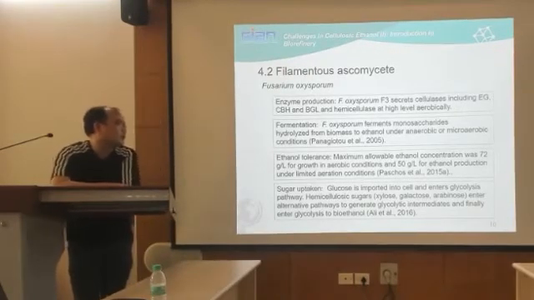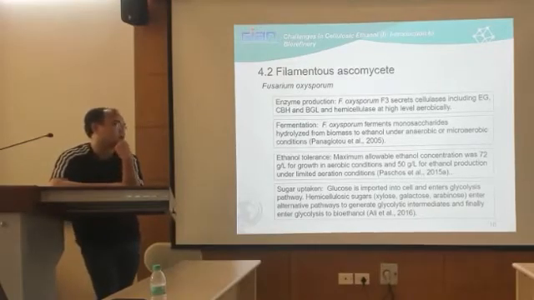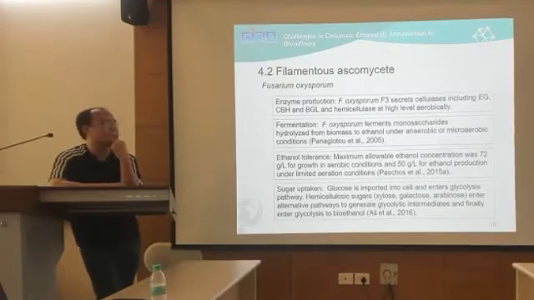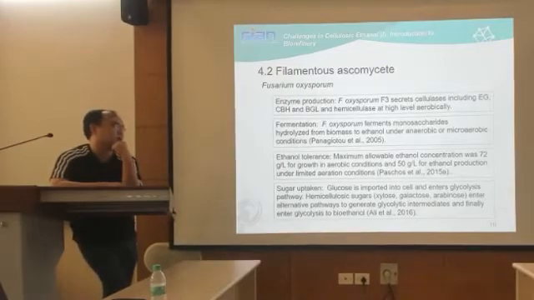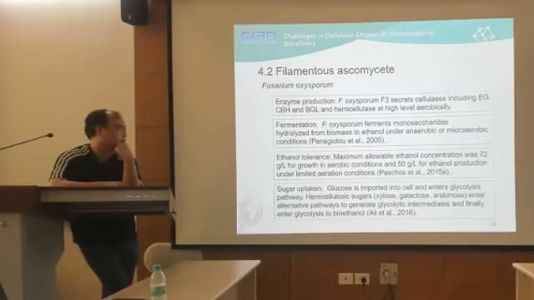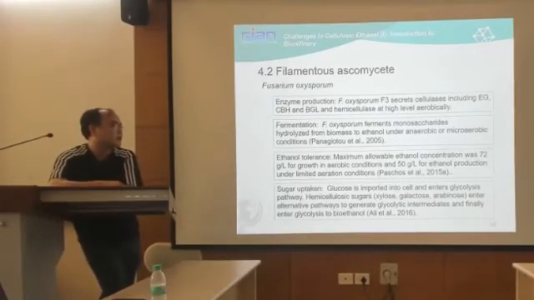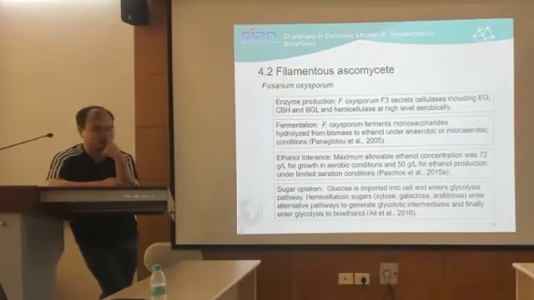And for sugar uptake, the glucose is important to the cell and enters the glycolysis pathway. And we showed it in the first picture. Hemicellulosic sugars, including mannose, galactose, and arabinose, enter alternative pathways to generate glycogen and intermediates, and finally enter glycolysis to bioethanol. This pathway has been characterized.